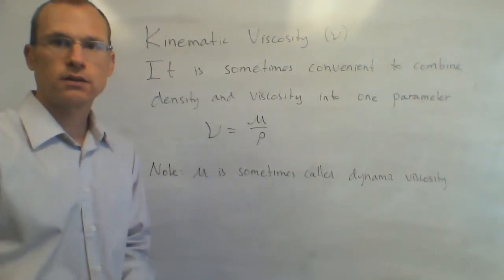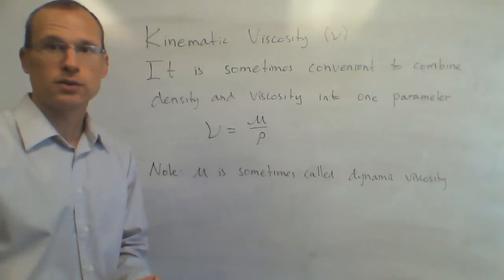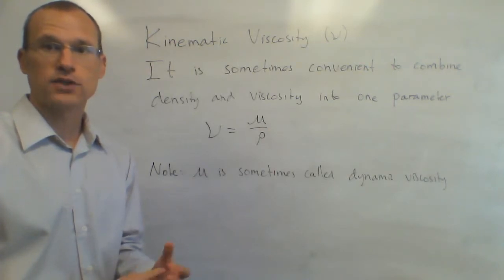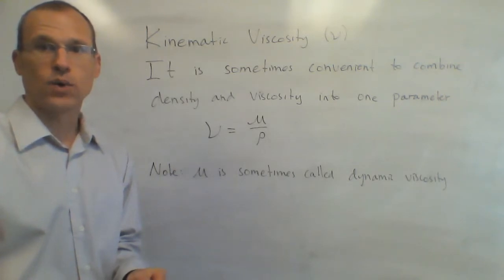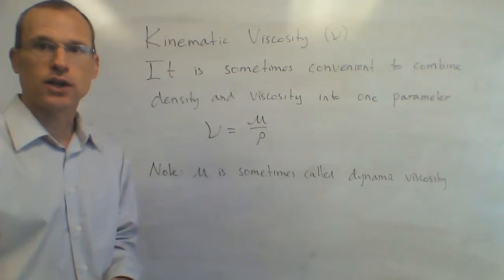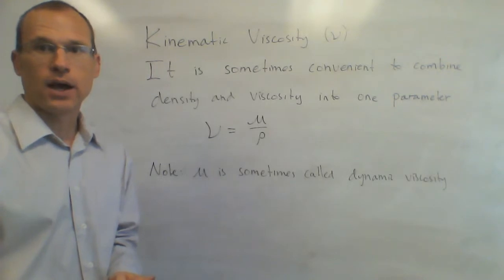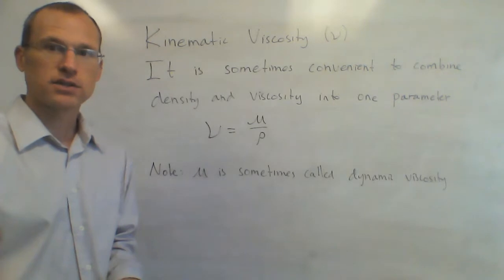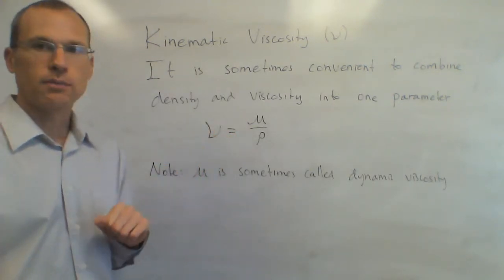As I mentioned previously, density is probably the most important property for fluids. The second most important property is probably viscosity. A lot of equations have both viscosity and density in them, and they show up in a certain way: viscosity divided by density. Instead of having to look up the viscosity and the density, two different numbers for the same fluid, it's sometimes convenient to combine those into one thing, called the kinematic viscosity. So nu, the kinematic viscosity, is mu, the regular viscosity, divided by the density.